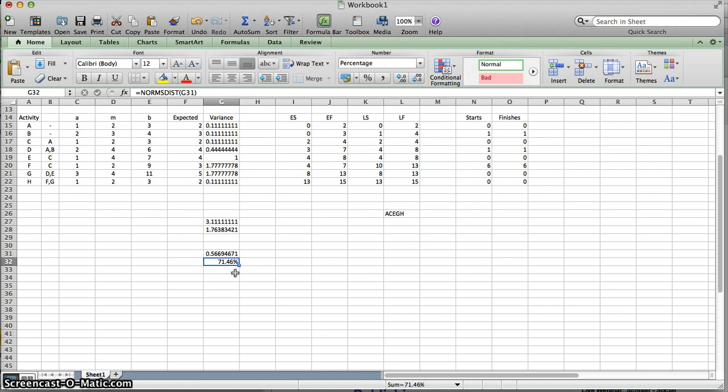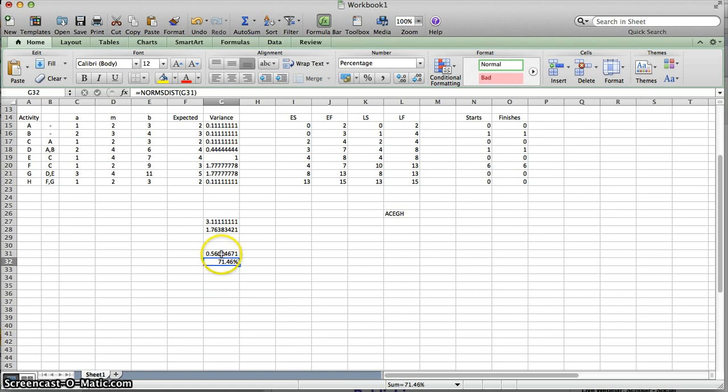So that's better than the 50% chance that we have just not even looking at that, going with what we think it is. There's a 50% chance if you don't calculate these out, but if we were given 16 weeks, then we're 71% sure that we would be done.